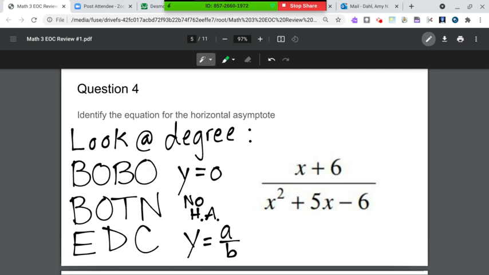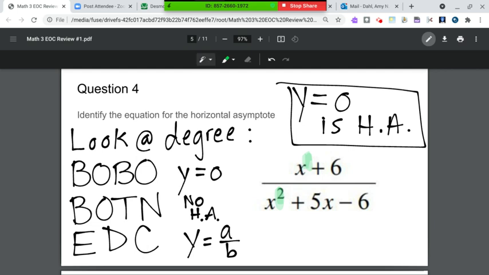Bobo, Botan, eats DC. So look at your degrees. You have a degree of 1 at the top, a degree of 2 at the bottom. So what's your horizontal asymptote? Y equals 0. Y equals 0 is the HA because the degree is bigger on bottom.